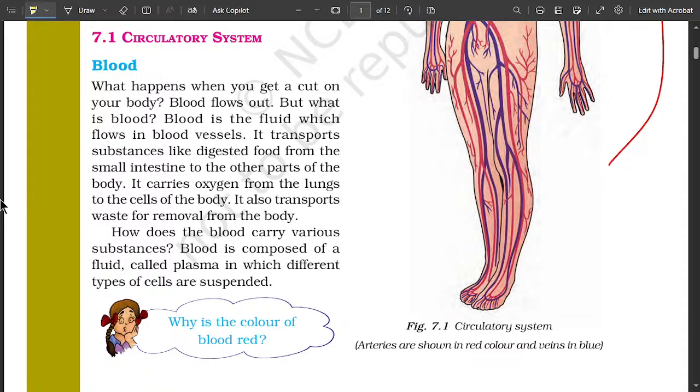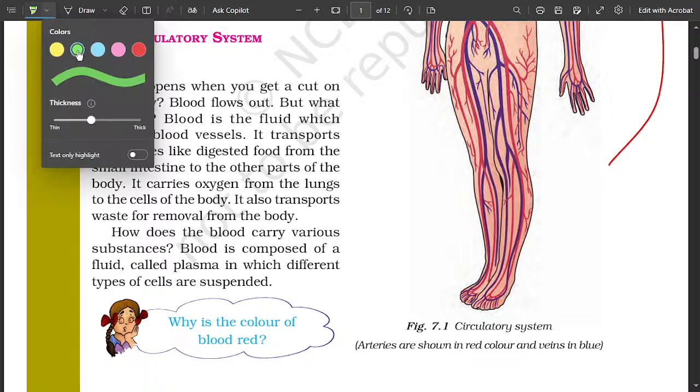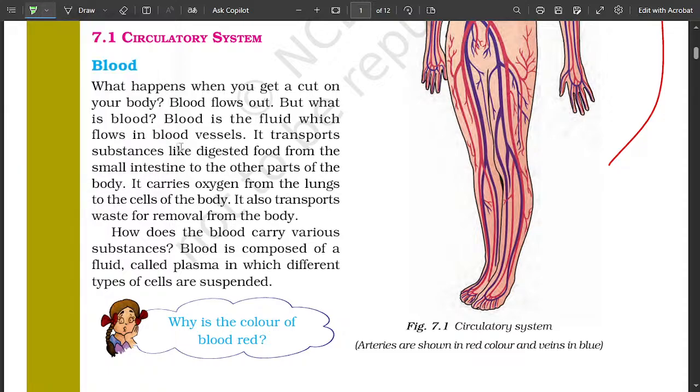It is a fluid which flows in blood vessels. It transports substances like digested food from the small intestine to other parts of the body. It carries oxygen from the lungs to the cells of the body. Here we also have to remember substances like digested food from the small intestine. Now the small intestine is so important because the major part of digestion takes place in the small intestine.